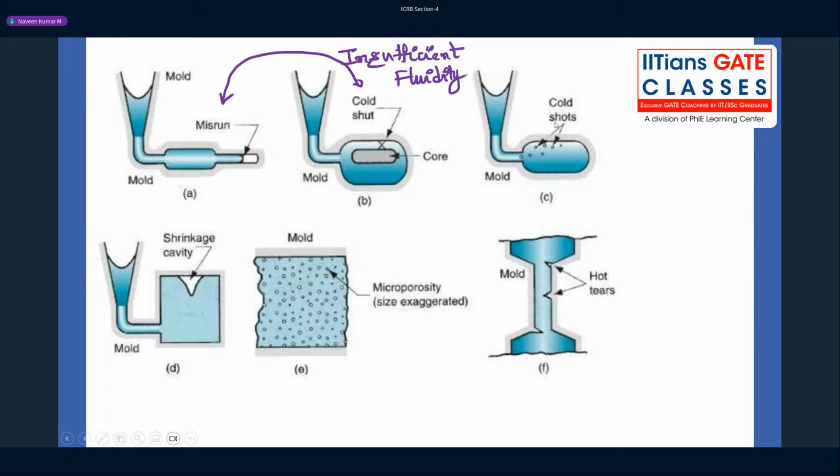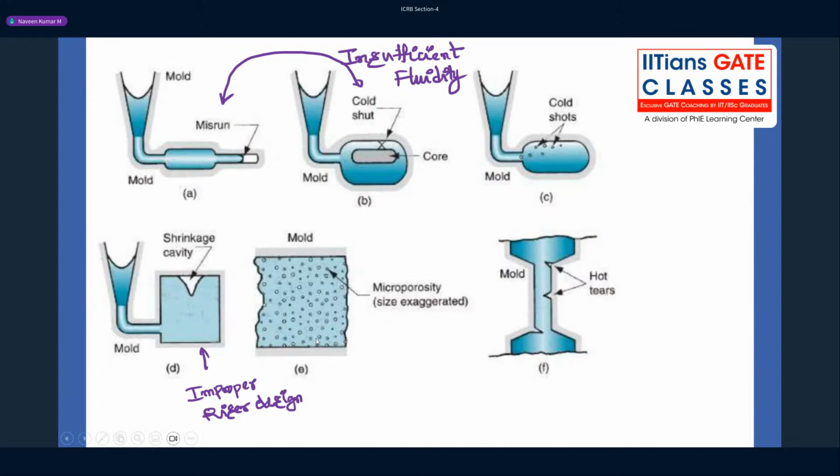And there are some cold shots. These are the small porosity gaps. Microporosity, some air bubbles are floating inside. Shrinkage cavity is coming because of improper riser design. The riser is not put properly, so shrinkage has happened, because you didn't take care of shrinkage allowances, right?